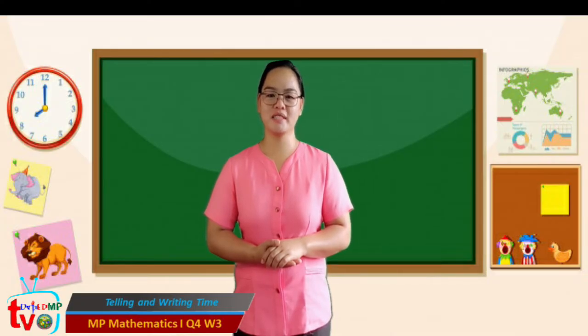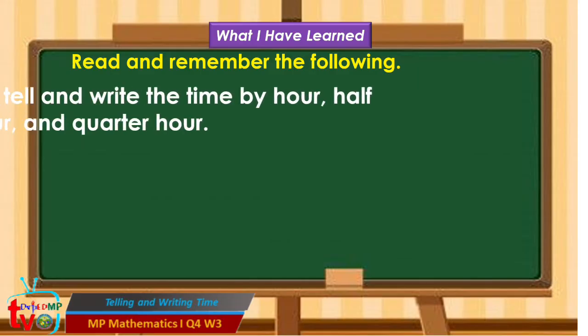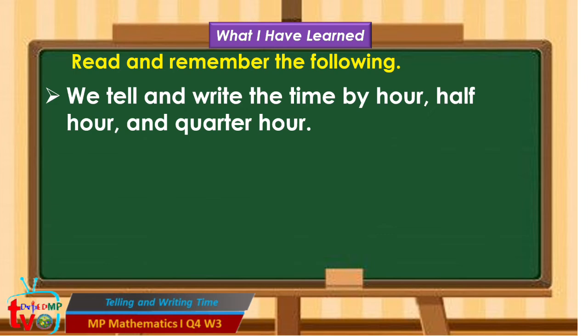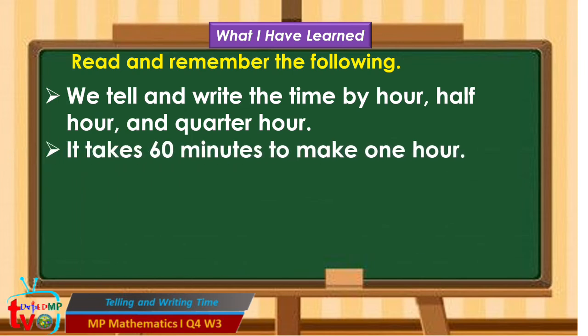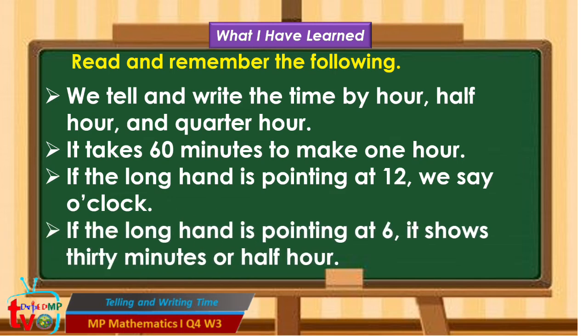Please read the following sentences with me and always remember them. We tell and write the time by hour, half hour, and quarter hour. It takes 60 minutes to make 1 hour. If the long hand is pointing at 12, we say o'clock. If the long hand is pointing at 6, it shows 30 minutes or half hour.